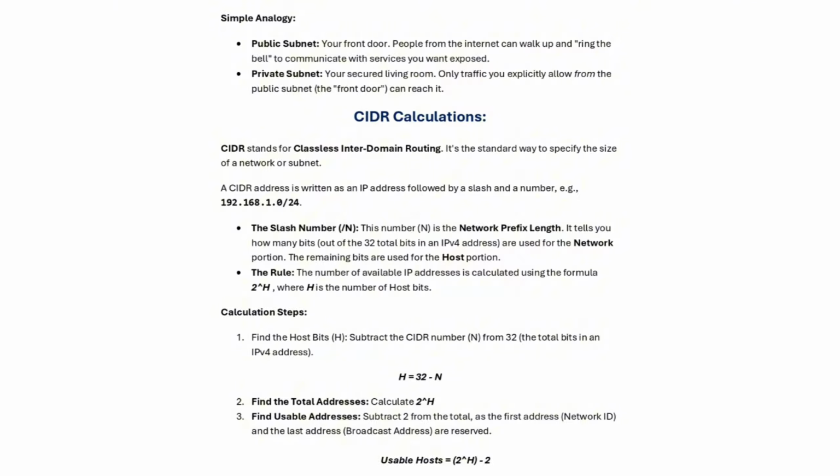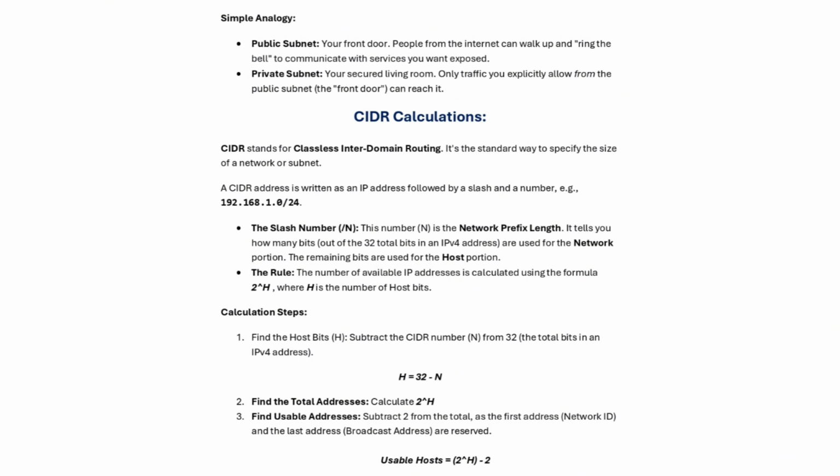What are the calculation steps? First, find the host bits. Subtract the CIDR number n from 32, the total bits in an IPv4 address, so h equals 32 minus n. Second, find the total addresses, which is calculating 2^h, the usual calculation of 2 to the power. Third, find the usable addresses.